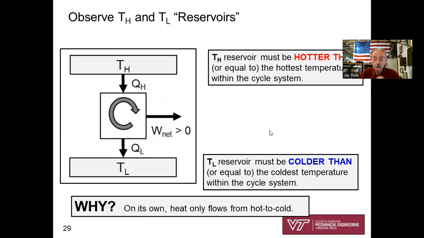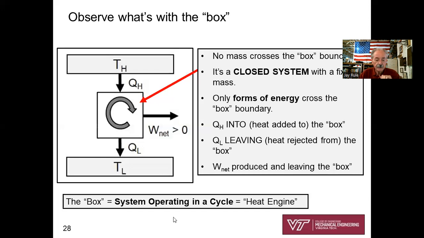The next thing, let me go back a slide. I missed this. The box is a system operating in a cycle. And for jargon, at the graduate level, we call this a heat engine. A system operating in a cycle that's producing net work or net power is called a heat engine.